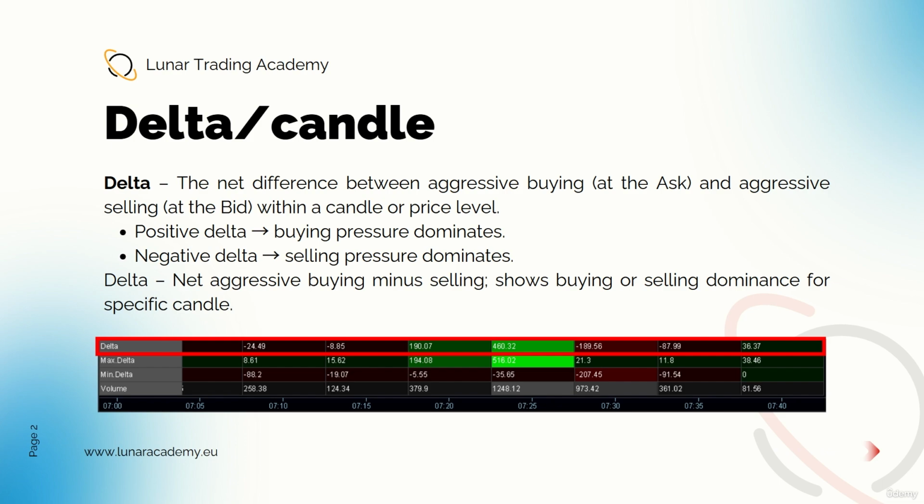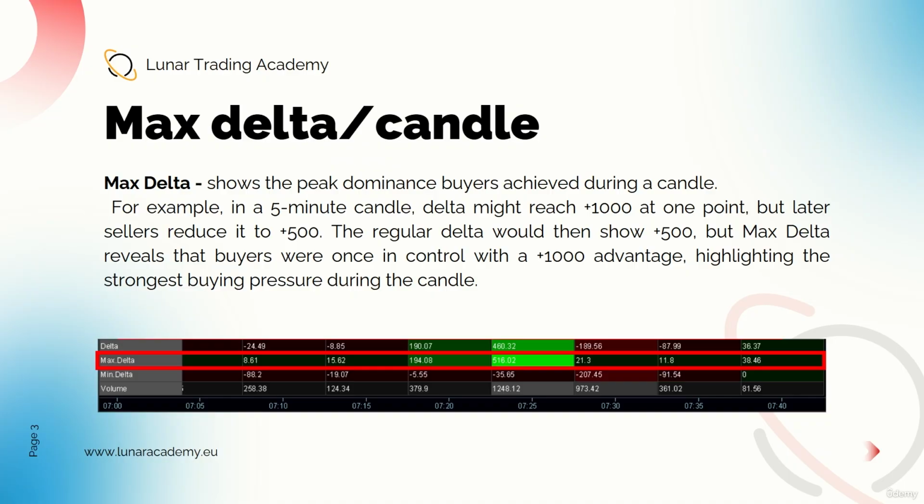However, the delta only shows us the final, net delta, which is beneficial, but there is something which displays delta in more detail, and that is max delta and min delta. Max delta shows the peak dominance buyers achieved during a single candle. For example, in a 5-minute candle, buyers might reach delta 1000 at one point, but later sellers reduce it to 500. The regular net delta would then show only 500, but maximum delta reveals that buyers were once in control with plus 1000 delta, highlighting the strongest buying pressure during that candle.